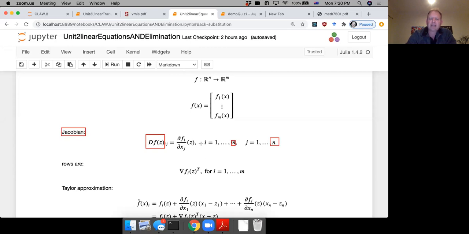And the ij-th entry, row i and column j, is the partial derivative of the ith function with respect to the jth variable. I know it's a mouthful. At the point Z. So that's the Jacobian at the point Z. The Jacobian generalizes the gradient. So this is now going to m dimensions. Again, this is all in the VMLS Appendix C.